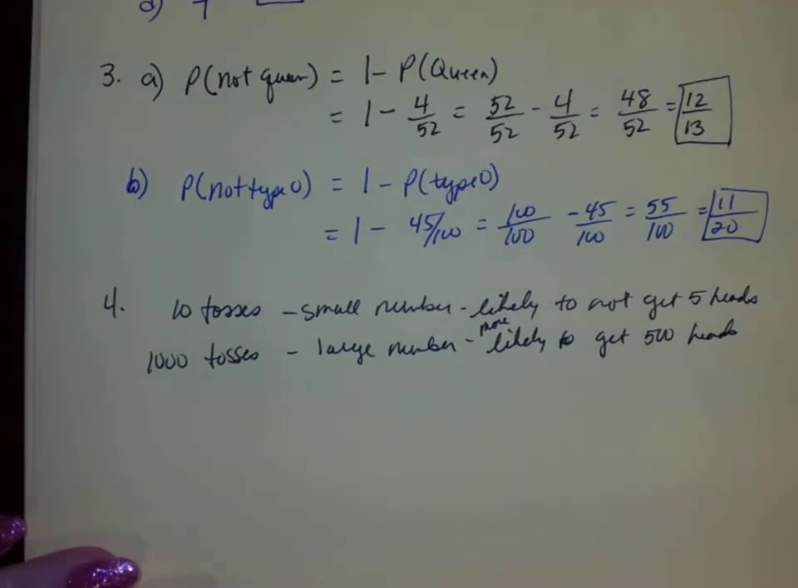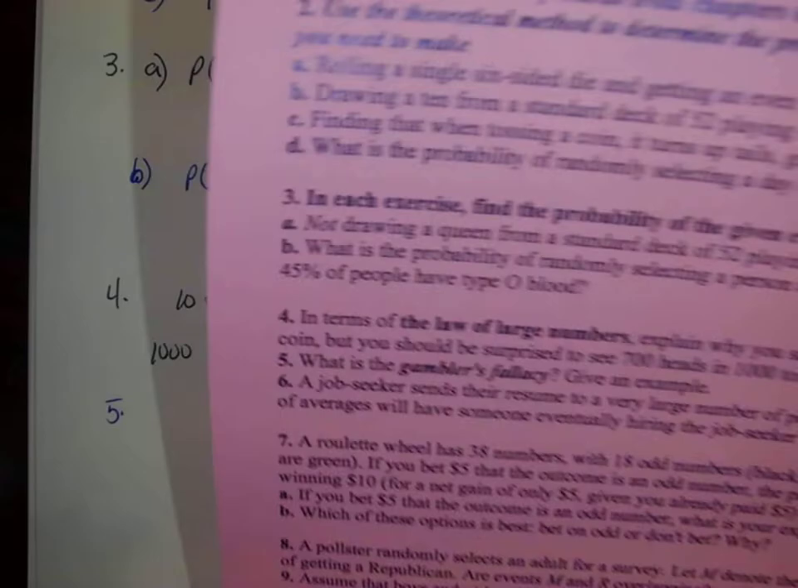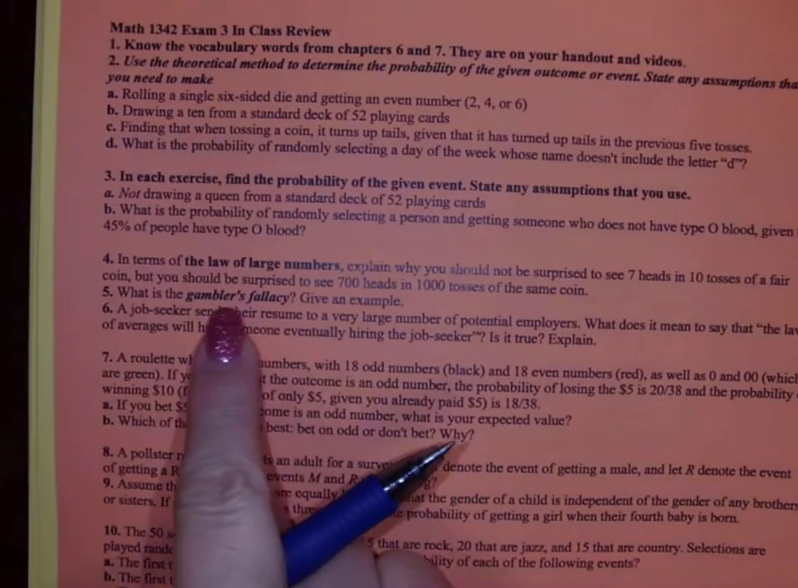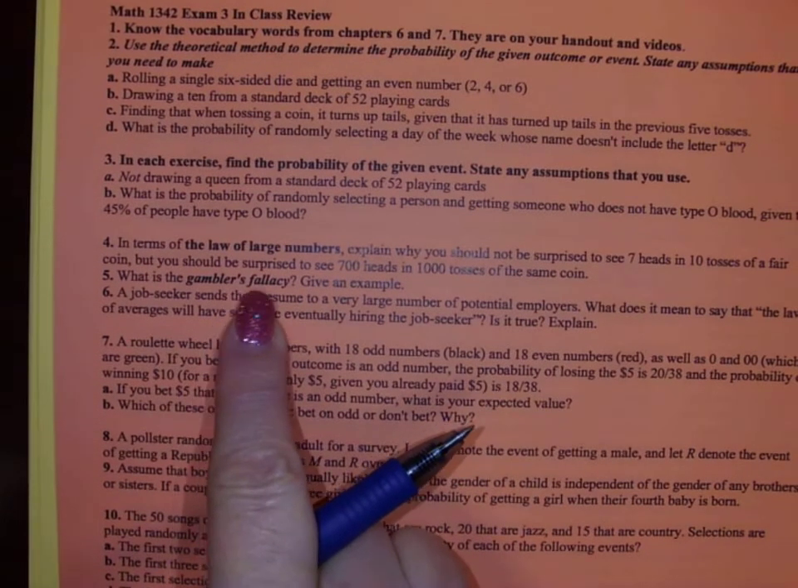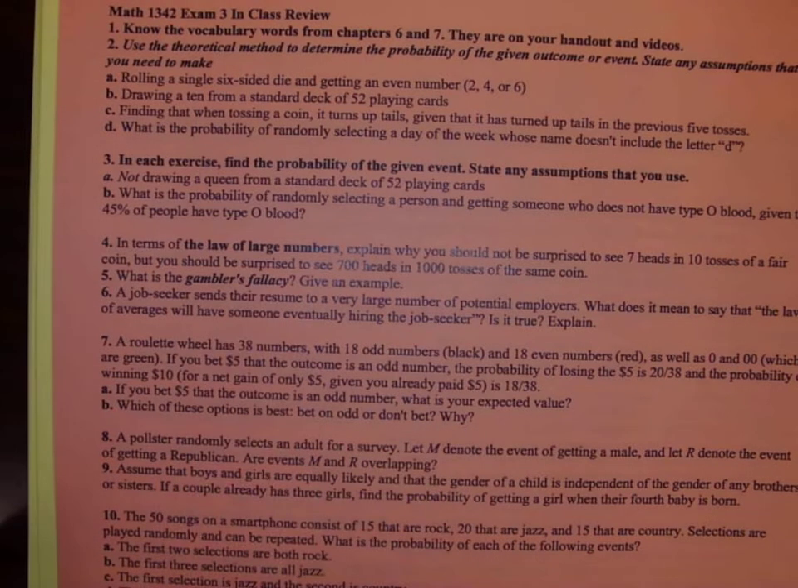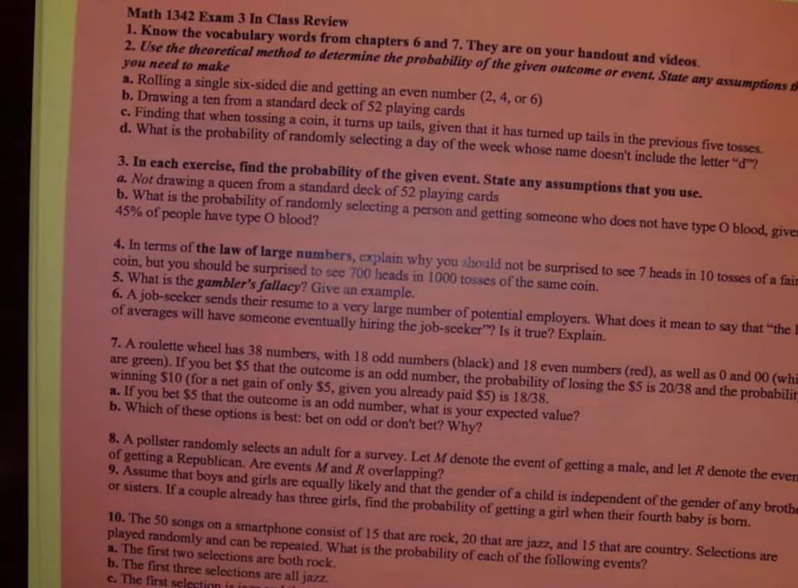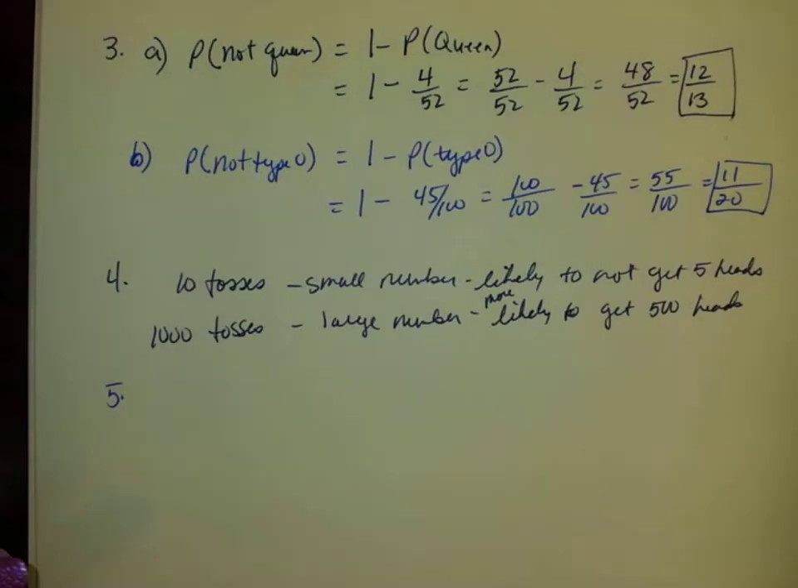Okay. All right, number 5. What is the gambler's fallacy? So if you recall, this was another vocabulary word. So the gambler's fallacy is the mistaken belief that a streak of bad luck makes a person due for a streak of good luck, or that the streak of good luck will continue.